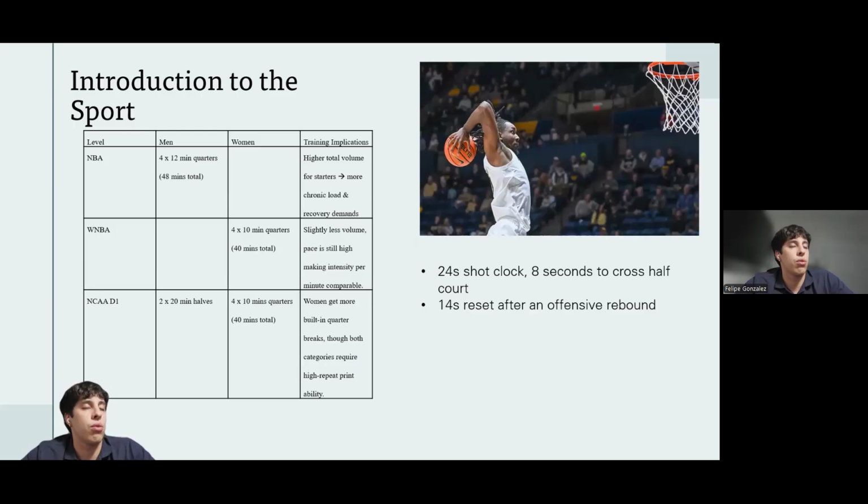You're going to be able to observe a chart which describes the duration of matches for the NBA, WNBA, and NCAA or D1 categories, where we're going to have for NBA 4 12-minute quarters with a total of 48 minutes. WNBA is going to be 4 10-minute quarters. And then for NCAA, we're going to see for men 2 20-minute halves and for women 4 10-minute quarters.